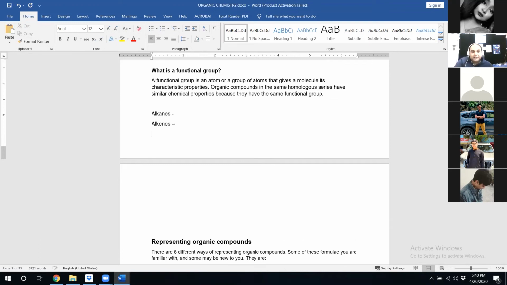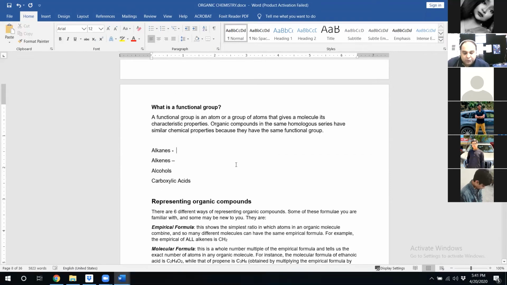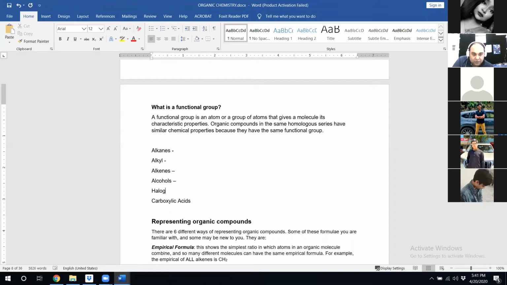Now, alkenes, তোমাদের alcohols আছে, then you have carboxylic acids. So these are different types of functional groups. তোমাদের জন্য আমি এক্সট্রা কয়েকটা জিনিস পড়াবো, তাহলে তোমাদের পড়তে একটু ইজিয়ার হবে, which is an alkyl group, and then you have alcohols, then you have halogenoalkanes, and then you have carboxylic acids.